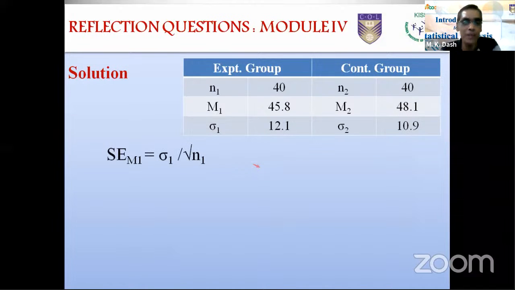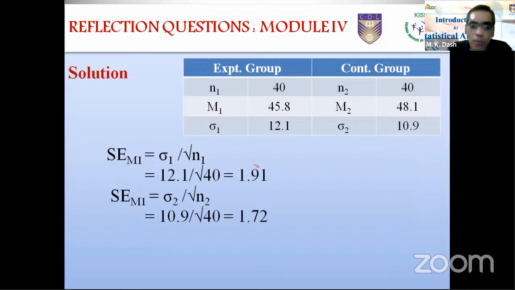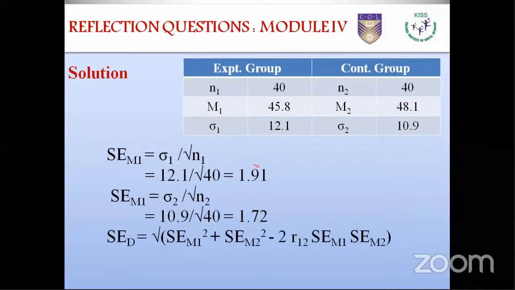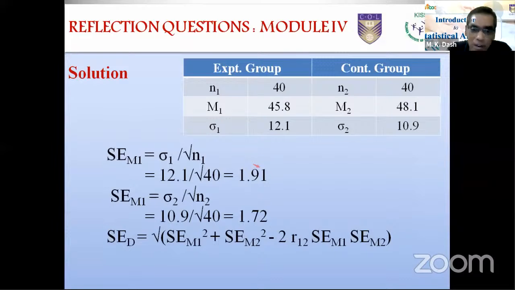Now come to the standard error of mean. Two groups are there, so find out the standard error of mean of group 1, sigma 1 by root N1. You will get the answer 1.91. Now the standard error of mean of group 2 is 1.72. Now, square of standard error of mean of group 1, plus square of standard error of mean of group 2, minus 2 times the coefficient of correlation, times standard error of mean of group 1 into group 2.